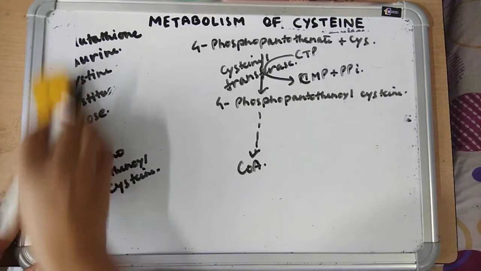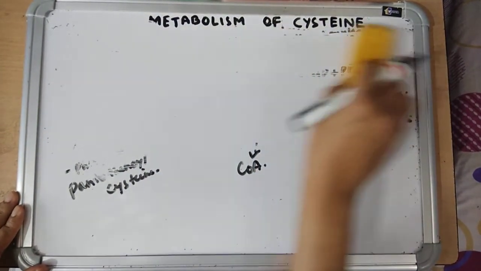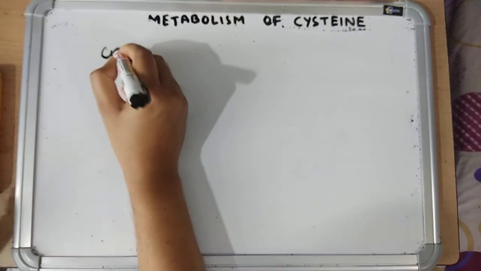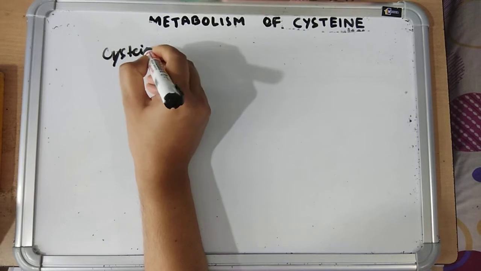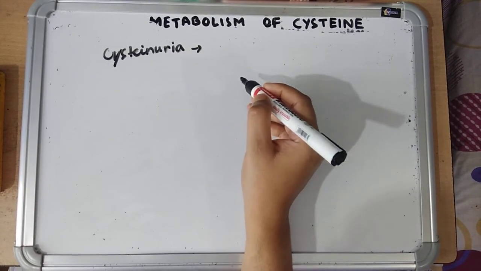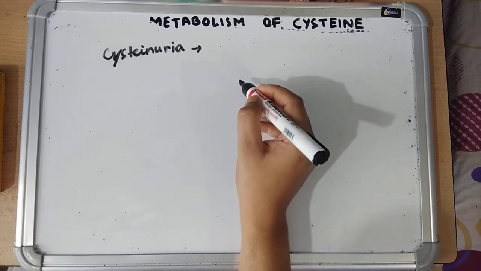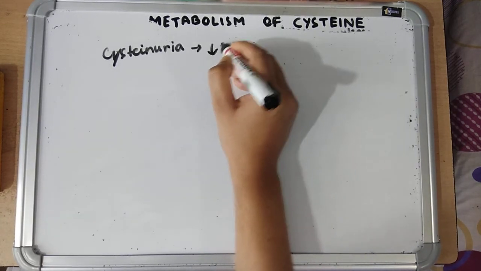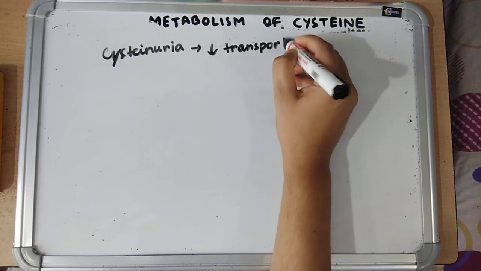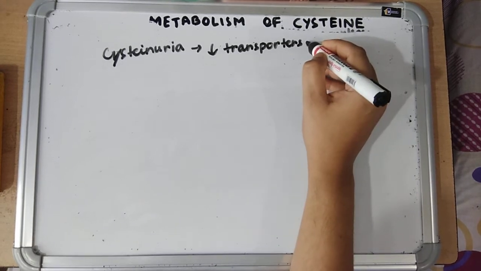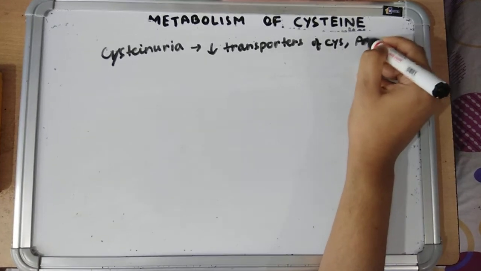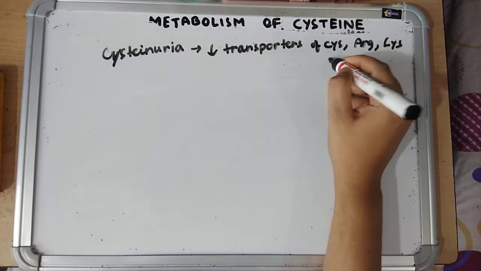These are the important metabolic reactions of cysteine. Now the inborn error of metabolism of cysteine is cystinuria. It is increased cystine in blood and urine, which causes renal stones. Cystine stones are formed, and it is due to deficiency of transporters present in the renal membrane, and these are transporters of cystine, arginine, lysine, and ornithine.